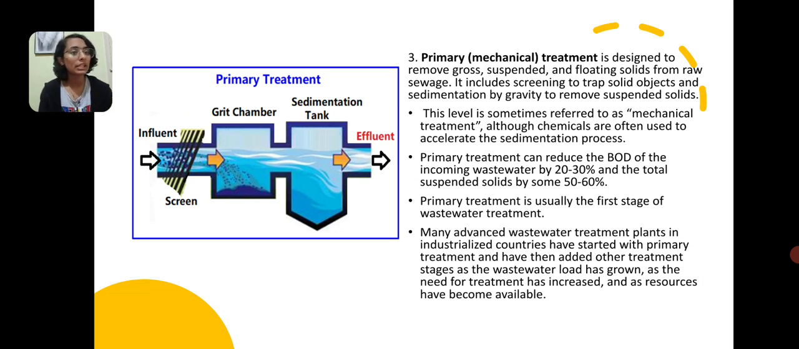Primary treatment can reduce the BOD of the incoming wastewater by 20 to 30% and the total suspended solids by some 50 to 60%. Primary treatment is usually the first stage of wastewater treatment.